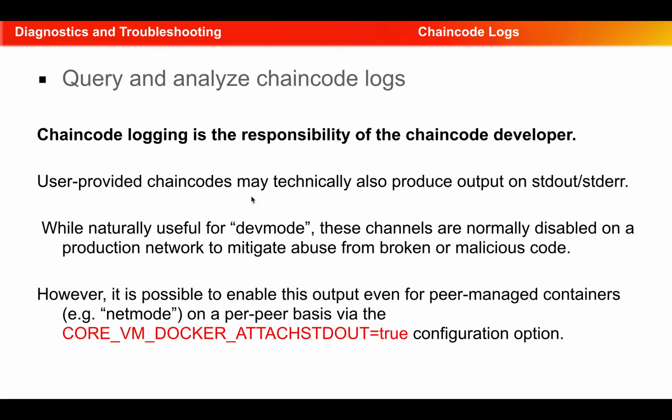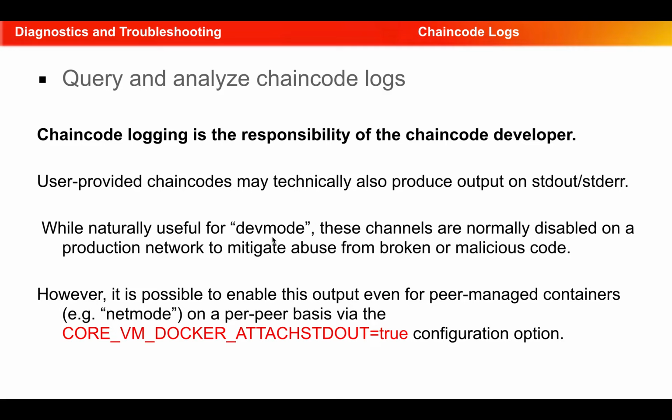User provided chain code may technically also produce output on stdout or stderr, which is standard output or standard error. While naturally useful for dev mode, these channels are normally disabled on a production network to mitigate abuse from broken or malicious code.